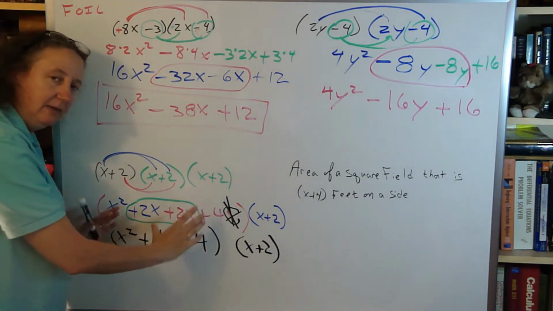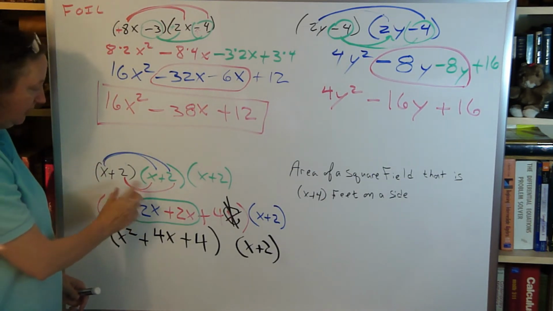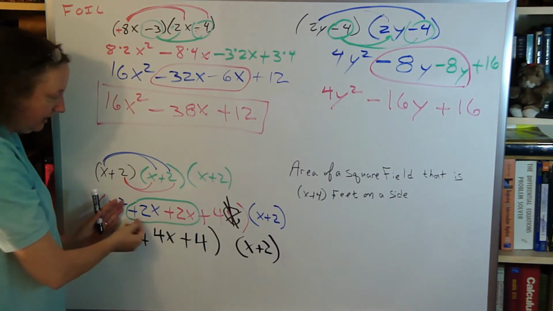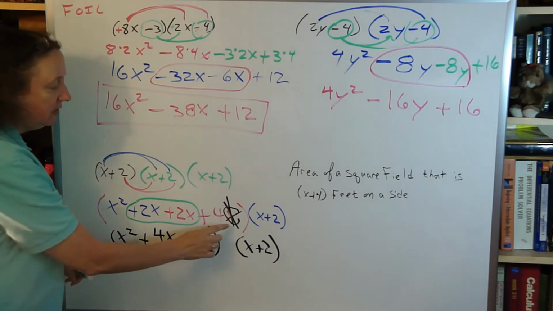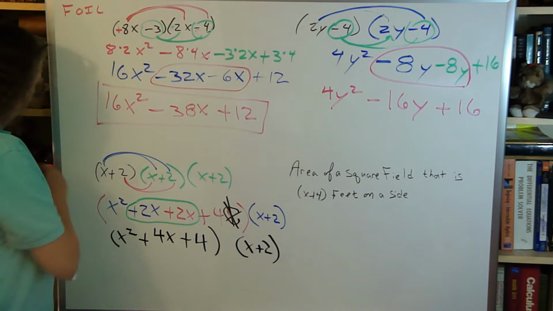Anytime that you see yourself making a mistake, you always have to double check these things. So I have my 2 times 2, I got 4, but in my brain I was thinking 2x plus 2x, which gave me 4x. Now, check yourself, make sure you don't make some simple mistakes like that. So let's get rid of that.